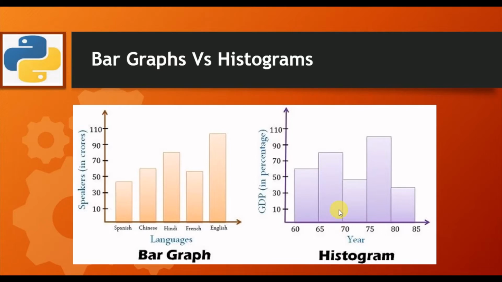While moving towards the histogram, the graph is showing the GDP with respect to time. So it is actually representing the frequency of the GDP with respect to the years, which is taken along the x-axis. So here is the major difference between the bar graph and the histogram. That is, the bar graph compares variables, while the histogram shows the frequency of certain variables.